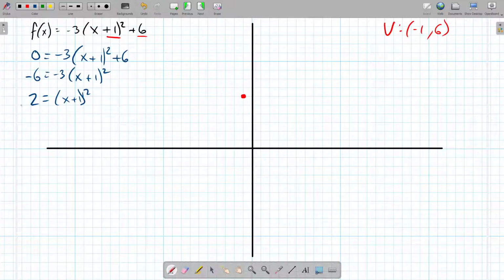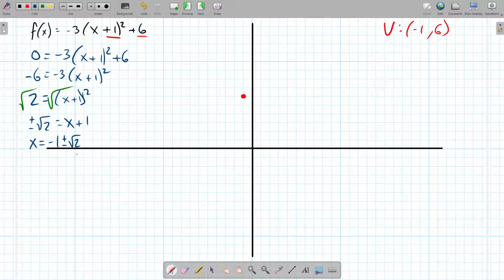And to get rid of the squared, we're going to take a square root of both sides. I know that if I take the square root of 2, I'm going to get a decimal, not a whole number. So we're going to leave it as the square root of 2. But we are taking the square root of a number, so we're going to write plus or minus the square root of 2. And to get x by itself, we can just move the 1 across the equals. So we have x equals -1 plus or minus the square root of 2.